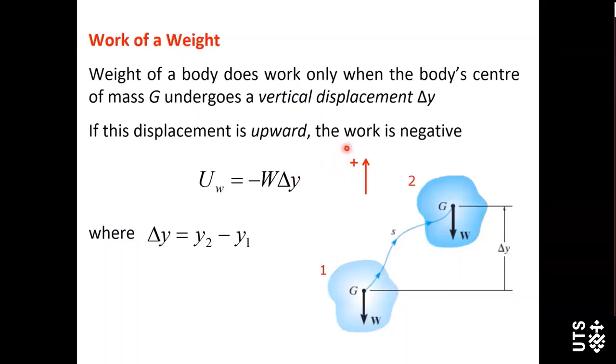If we define upward is positive, then in this equation, the work done by a weight force UW is equal to W delta Y. Here, before this multiplication, we always have a negative sign.